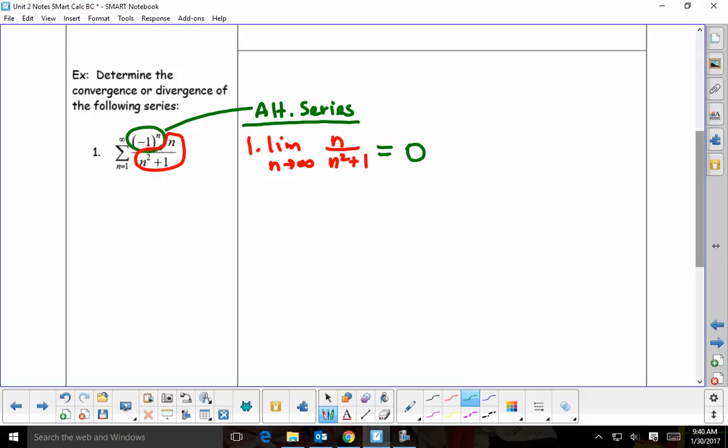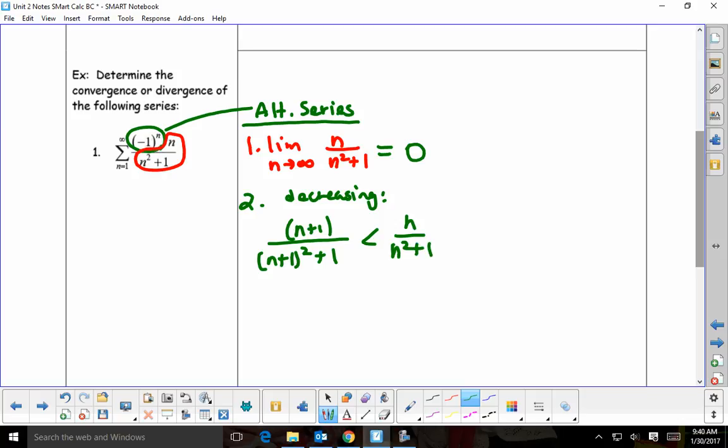So now I'm on step 2. Now I have to show that it's decreasing. We're good at this by now, right? I want to show that the next term, that a sub n plus 1, is smaller than the previous term. Can you finish that? I hope so.